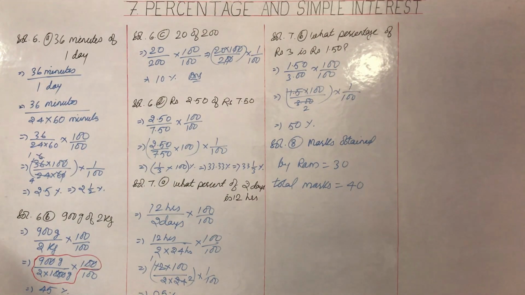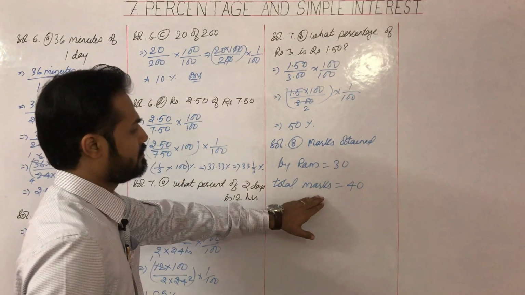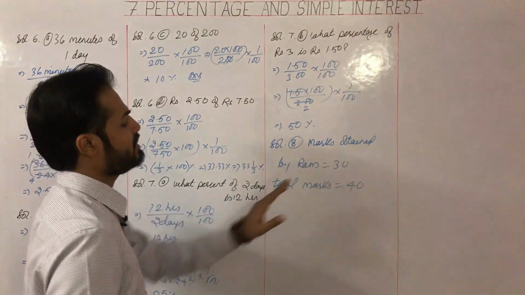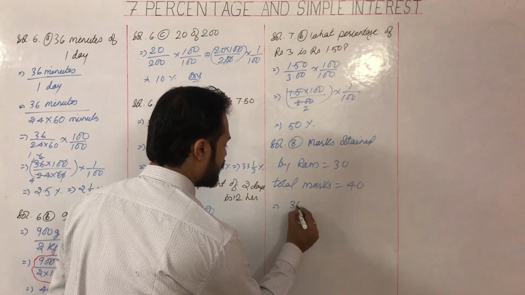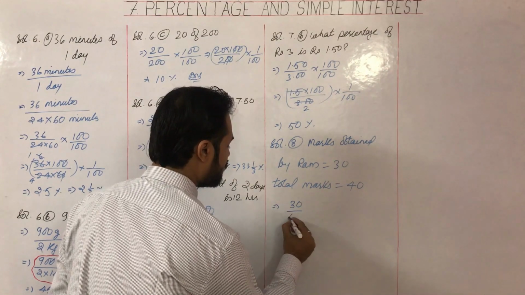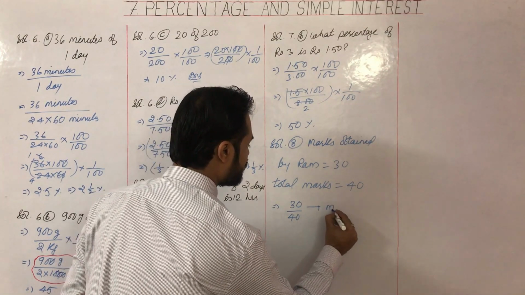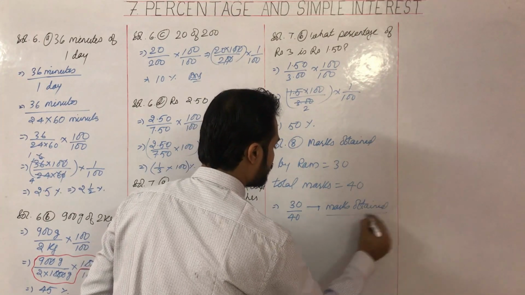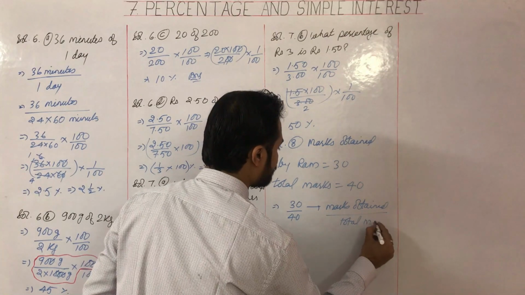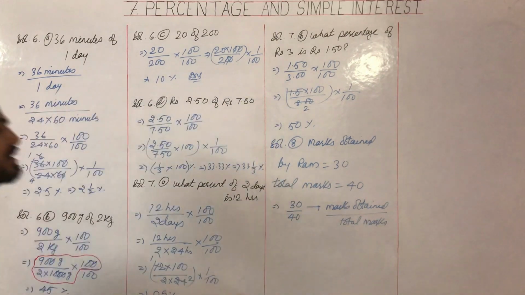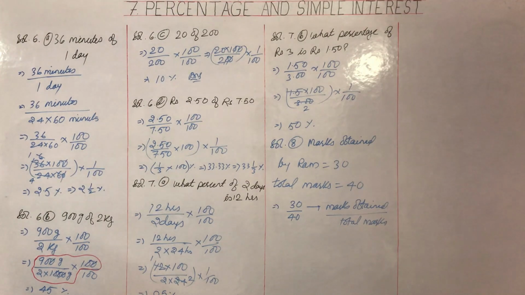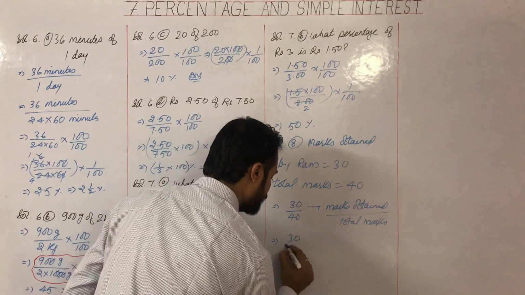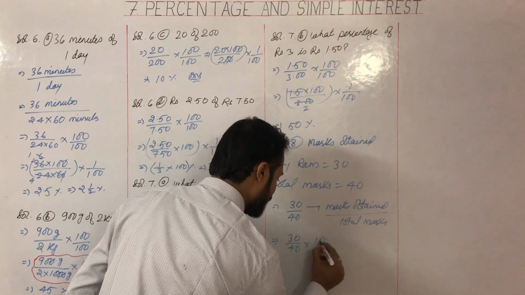Find the percentage of marks obtained by Ram. So percent marks obtained by Ram is marks obtained by total marks. 30 is marks obtained by total marks. So this is the fraction or ratio. Now we have to change this fraction or ratio into percent. So 30 by 40, again the method is same.